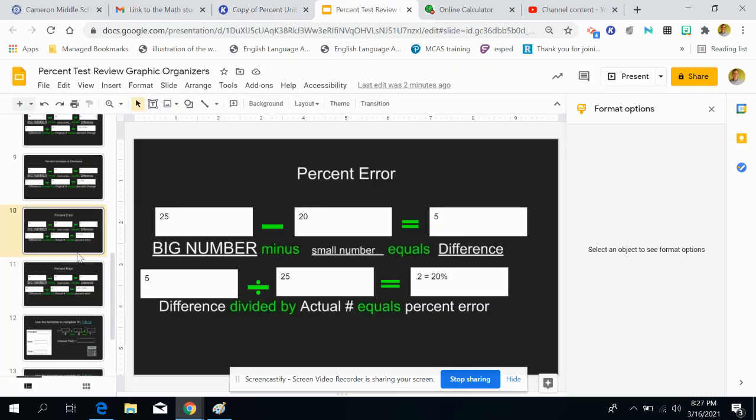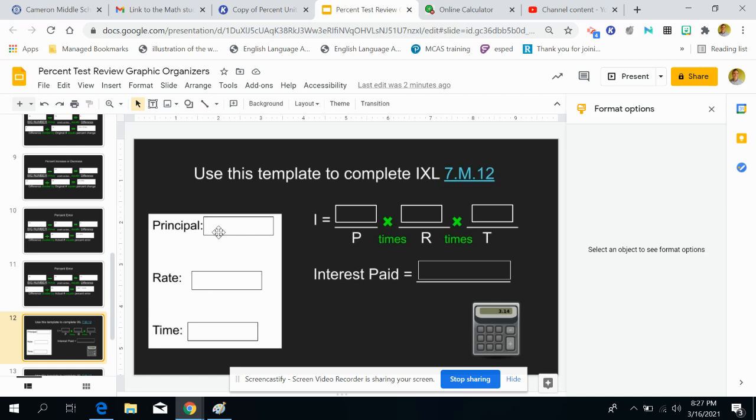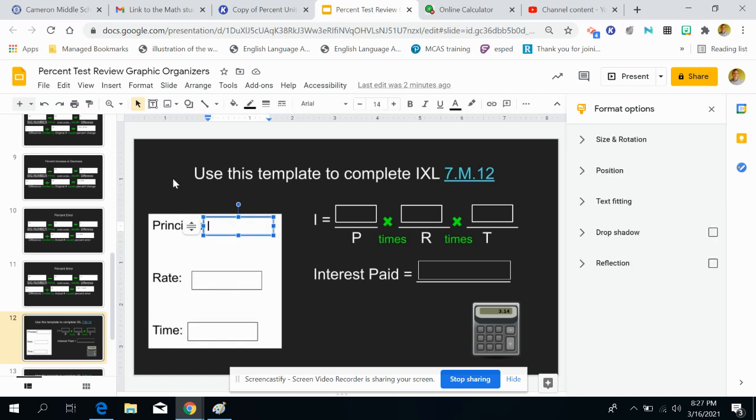So let's go ahead and look at our simple interest organizer. And let's fill in these boxes now that we pulled it apart. So the principal was $400. The rate was 8%. And the time was 1 year. Now the rate, we have to always change to a decimal. So 8% written as a decimal, I convert it by jumping 2 spaces to the left with the decimal point. So 8% as a decimal is 0.08.